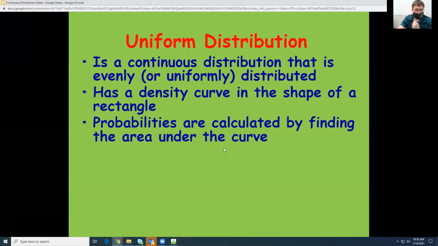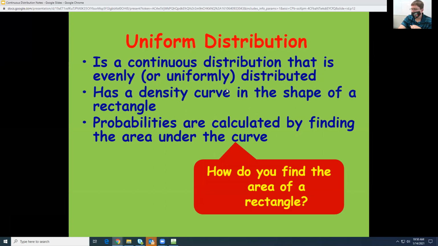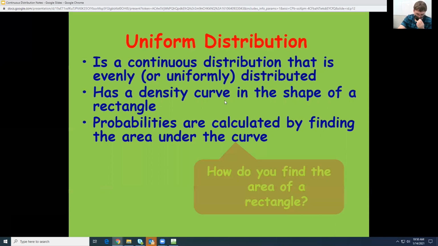Probabilities are calculated by finding the area under the curve. Well, it's a rectangle, so this should be fairly easy, Mr. G. How do you find the area of a rectangle? Base times height. That's it. Again, don't try to make this harder than it needs to be.